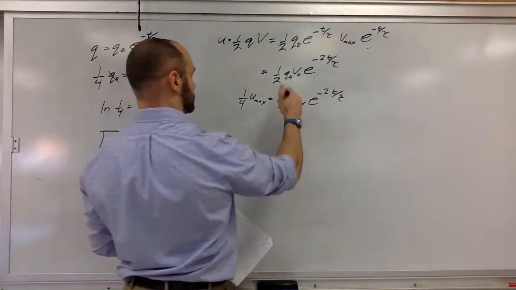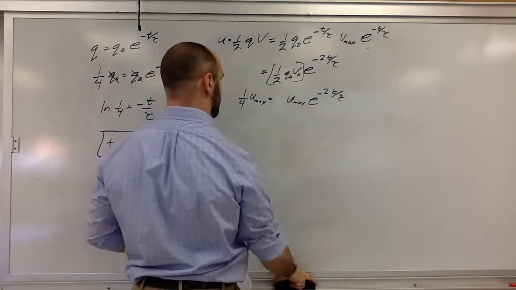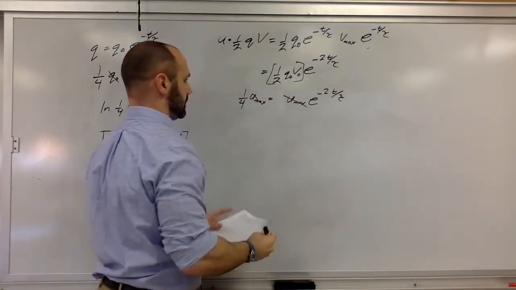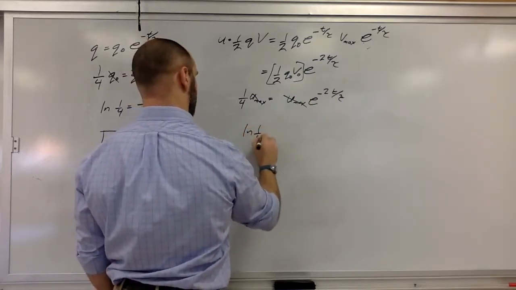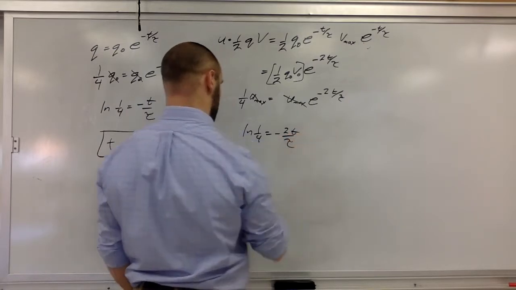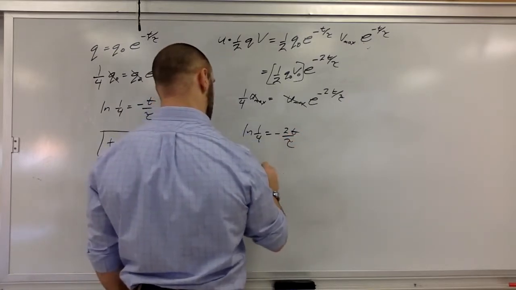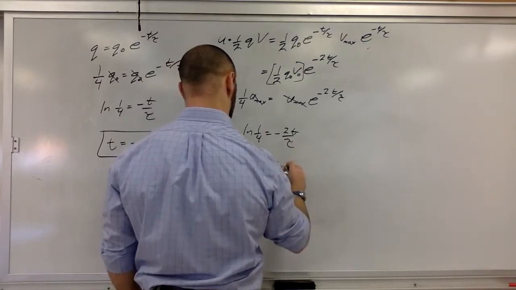Rather, this is U max right here. So it's like this. Okay. Thought that was kind of funny. And now I end up doing the same thing. So natural log of 1/4 is negative 2t over tau. So t is negative tau over 2 times natural log of 1/4.